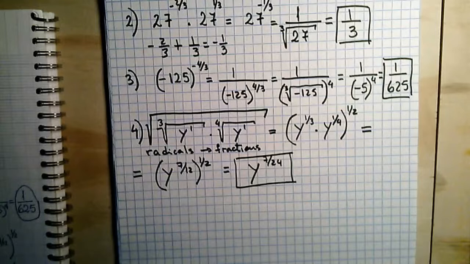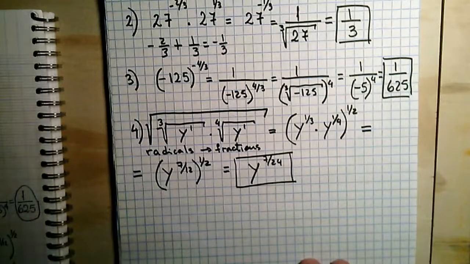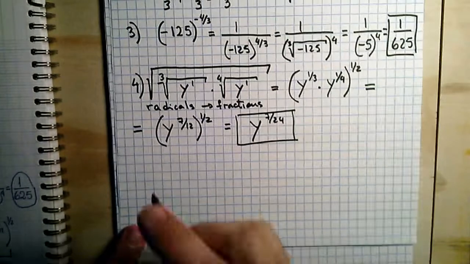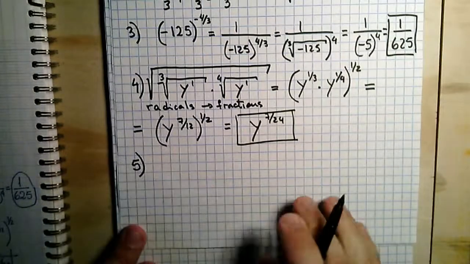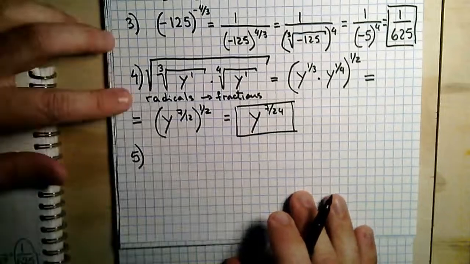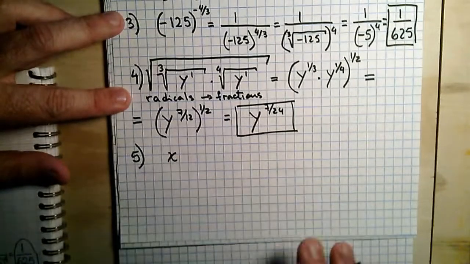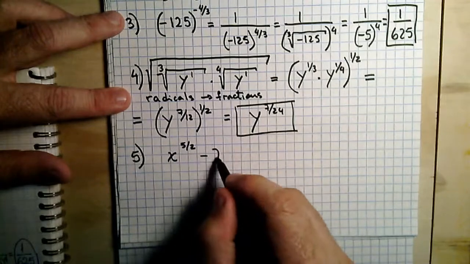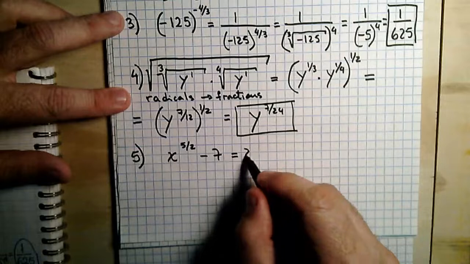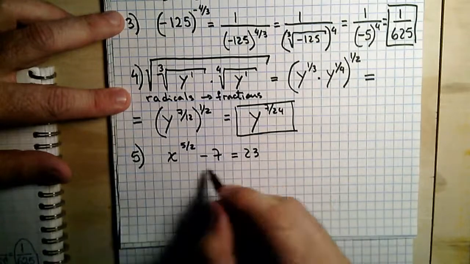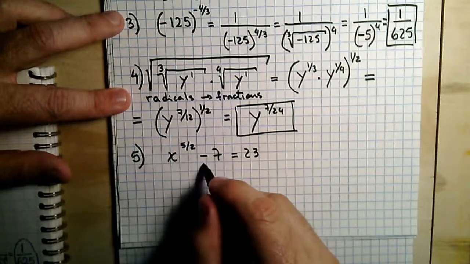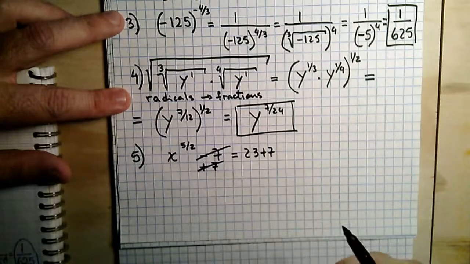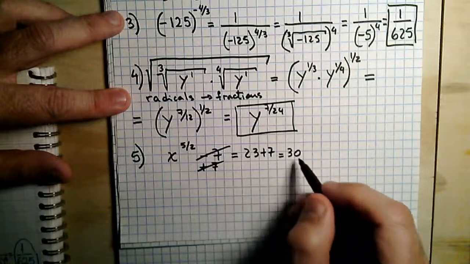Okay, and one simple problem that we can solve here, a power equation that we can have, is if I have x to the power of 5/2 minus 7 equal to the number 23. I need to find the value of x, so I will add 7 to both sides. Then this part is going to be 30.